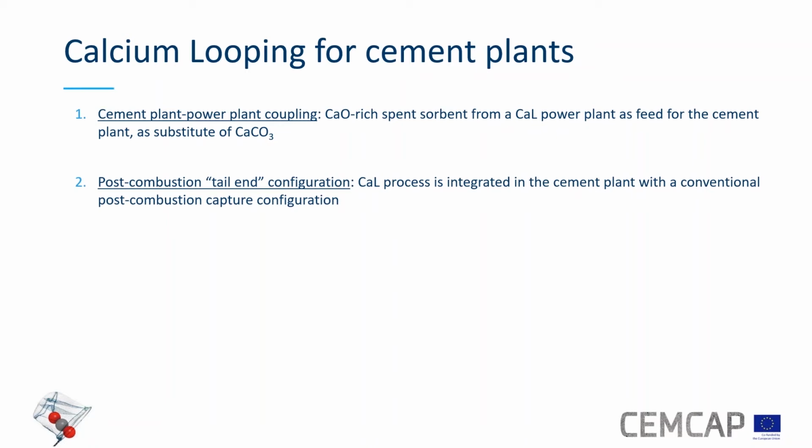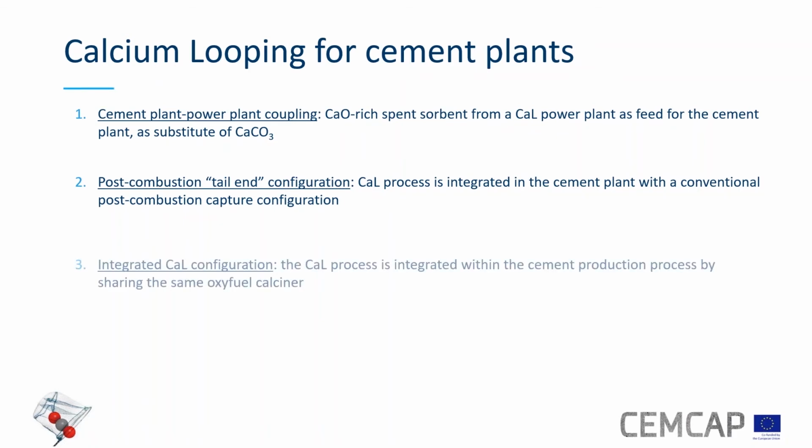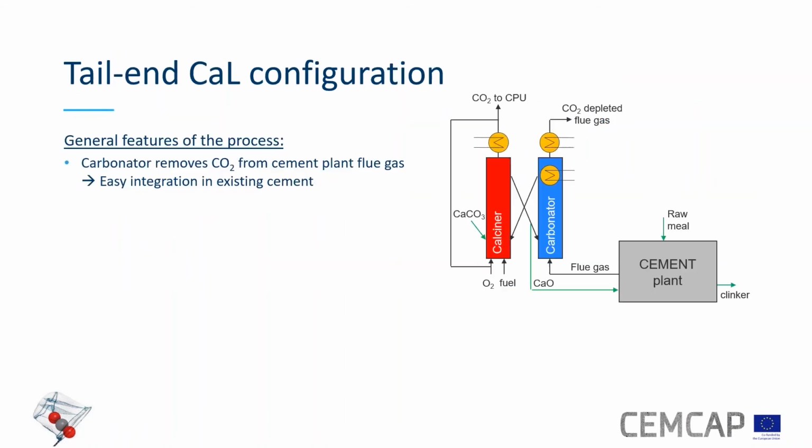So actually most of the work, all the work in CEMCAP project focused on the following two options. The first one is the tail end configuration, where calcium looping process is integrated as a post-combustion capture configuration in a cement kiln. And the third option is the integrated calcium looping configuration, where calcium looping is integrated in the cement plant by sharing the same Oxyfuel calciner.